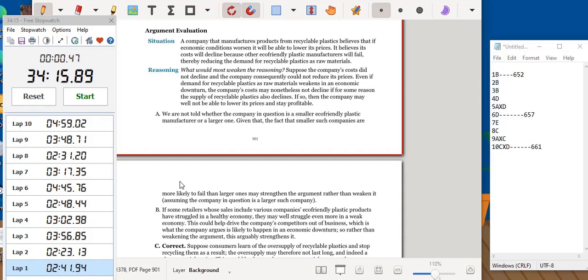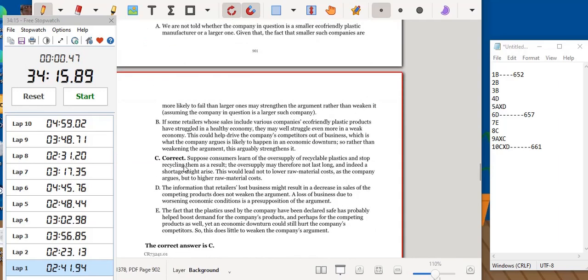Okay, how is option C correct? Suppose consumers learn of the oversupply of recyclable plastics and stop recycling them as a result, then oversupply may therefore not last long and indeed a shortage may arise. This would not lead to lower plastic cost as the company argues, but to higher raw material cost. But I still don't comply with this.